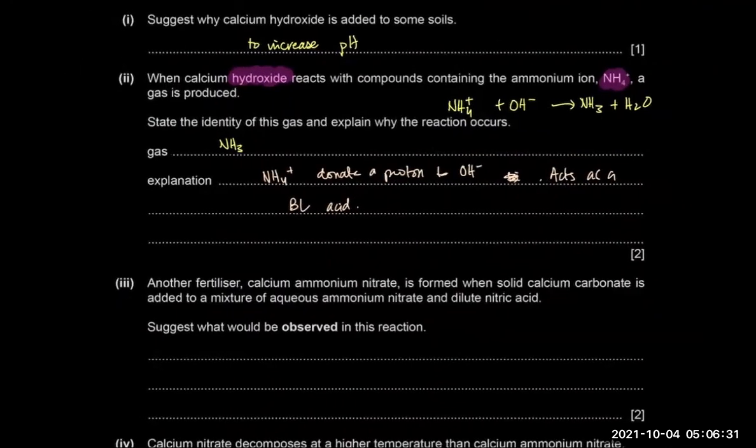Another fertilizer, calcium ammonium nitrate, is formed when solid calcium carbonate is added to a mixture of aqueous ammonium nitrate and dilute nitric acid. State what would be observed in this reaction. So what will you observe? Metal carbonate with acid, bubbles of a colorless gas, and the solid dissolves. Calcium carbonate will dissolve and carbon dioxide will effervesce. So you will see effervescence. I hate this word. I'm going to say bubbles.